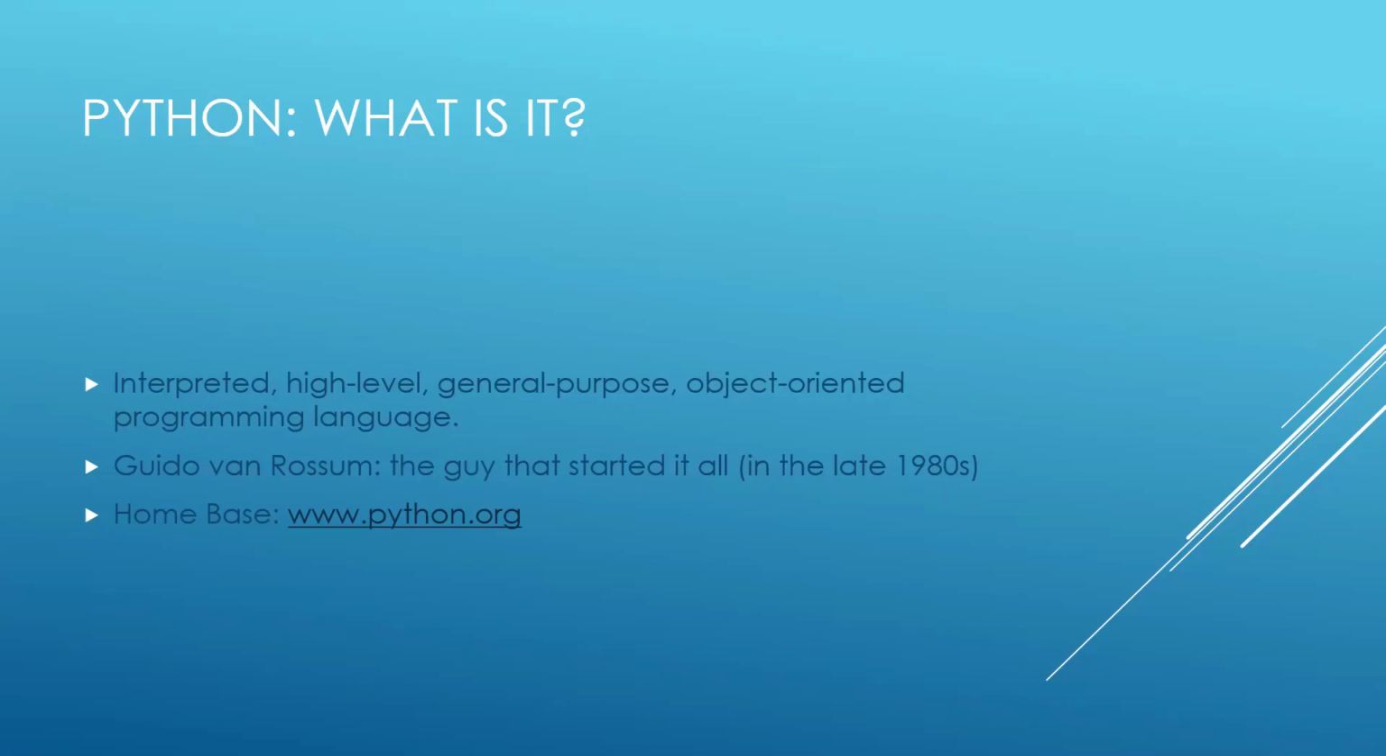So let's start with Python. What exactly is it? And the answer to that would be it's an interpreted high-level general purpose object-oriented programming language. And I think that's a quote straight from the official python.org website. It was created initially by a fellow from the Netherlands named Guido van Rossum, back in the late 1980s. And he's not as heavily involved in it these days as he used to be, but he's still very much a presence in the Python world. And its home base, as you might put it, is www.python.org. So very logically named website.